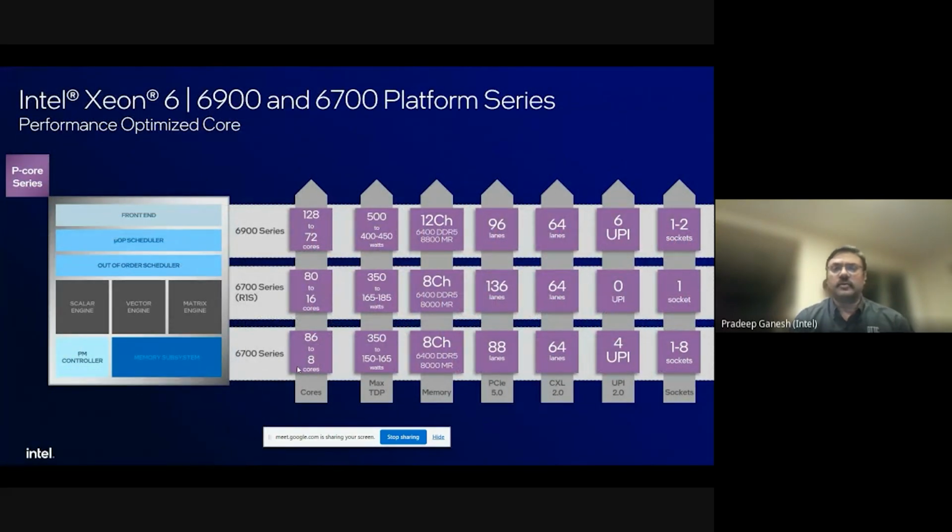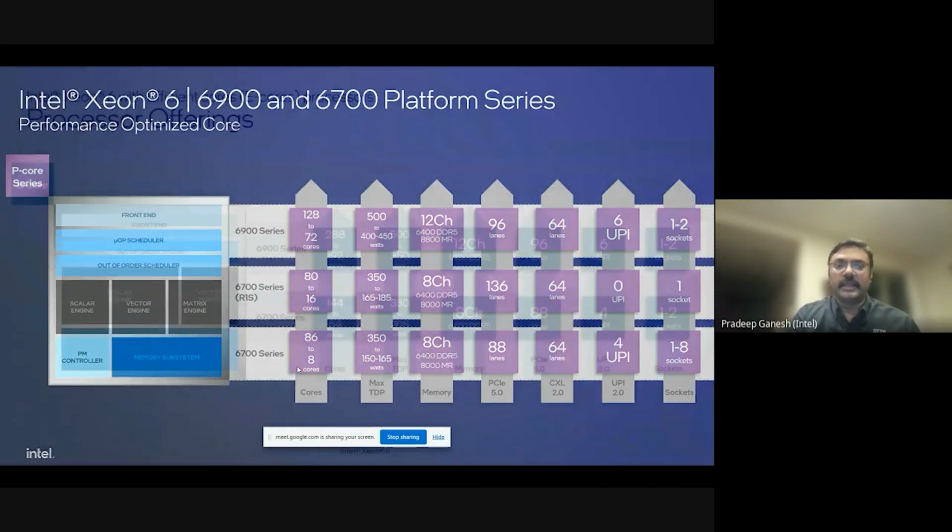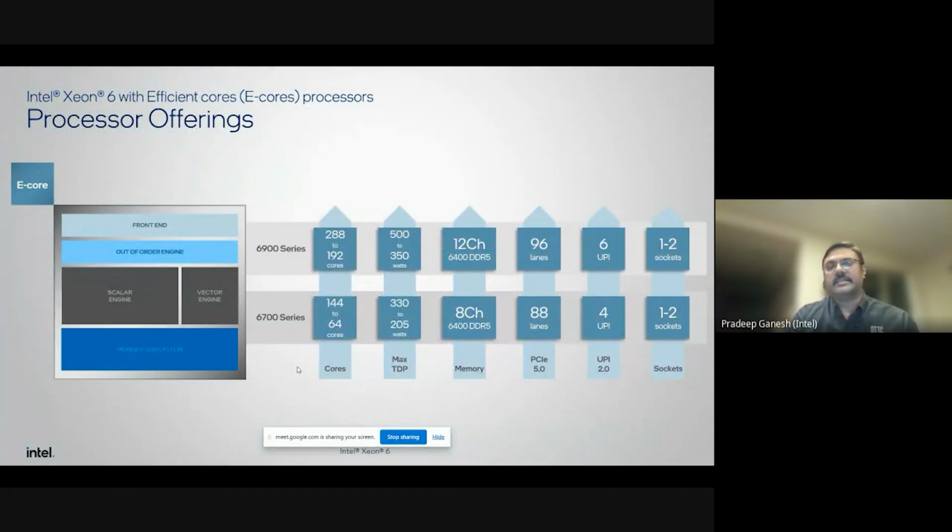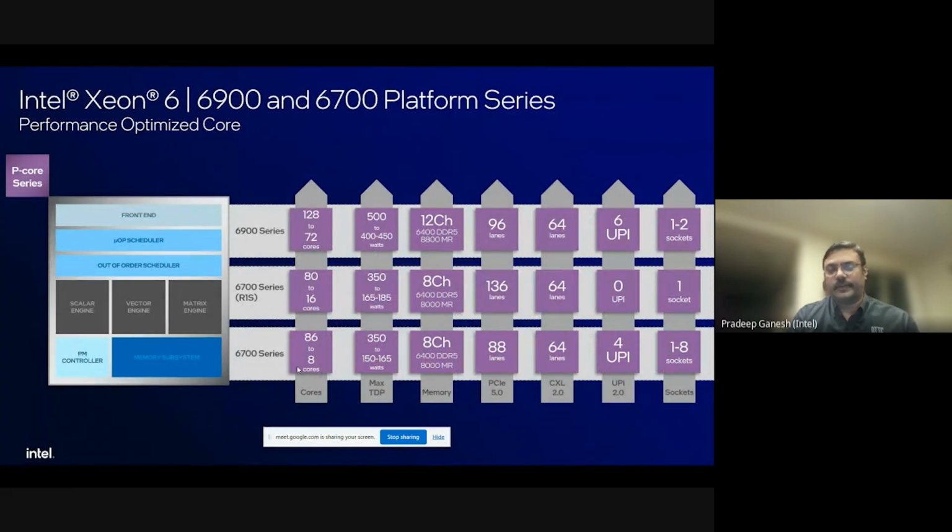Now, if you look at the performance core offerings, you have the 6900 and the 6700, which is the one-socket solution, and the 6700 series. A key point to note is the platform compatibility between the 6900 P core and the 6900 E core. Similarly, there's platform compatibility between 6700 E core and 6700 P core. Coming back to the 6700 series and 6900 series, the 6900 series P core provides you up to 128 P cores with 12 channels of memory and 96 lanes of PCIe.